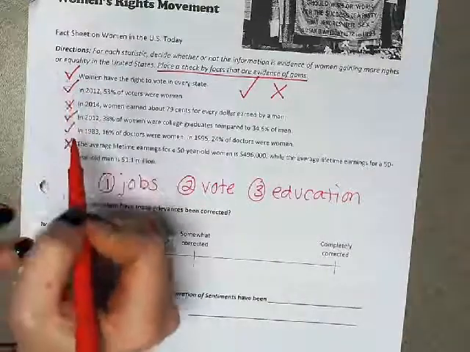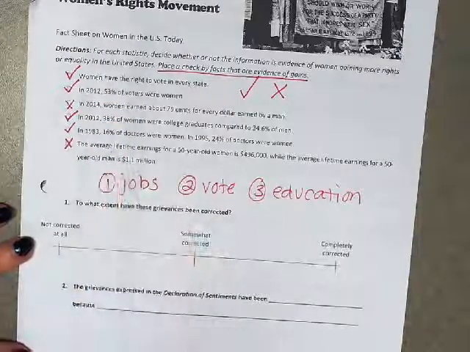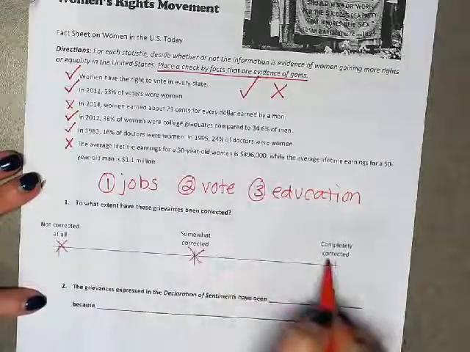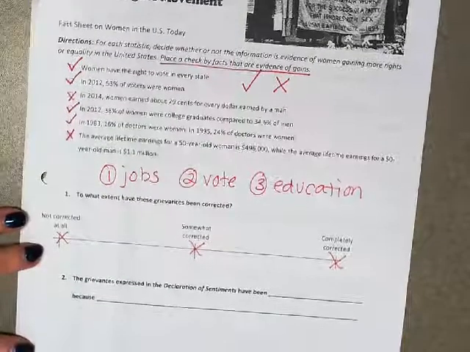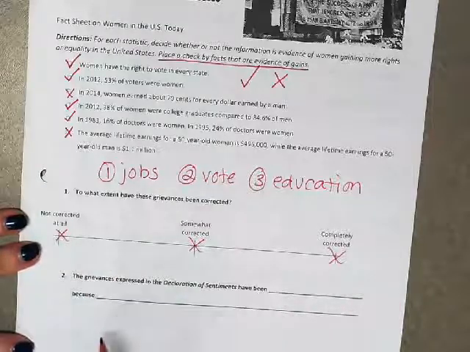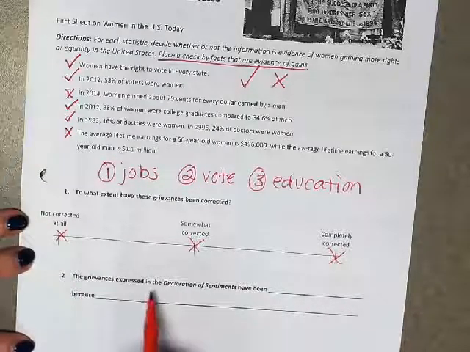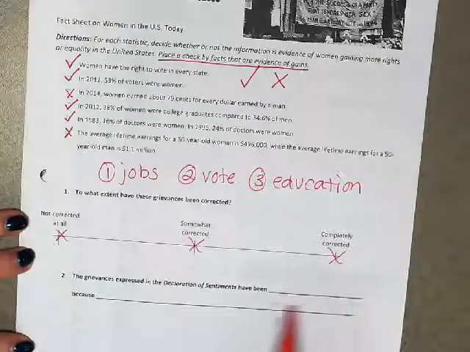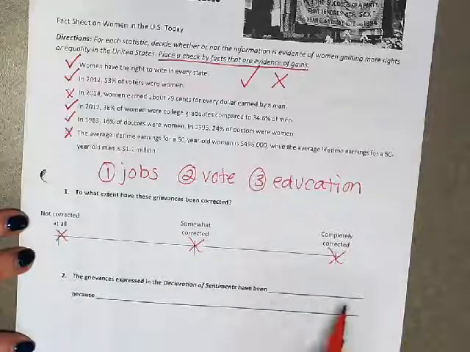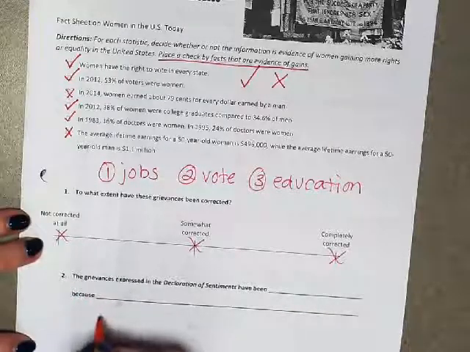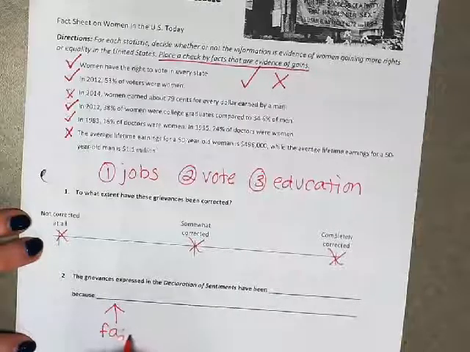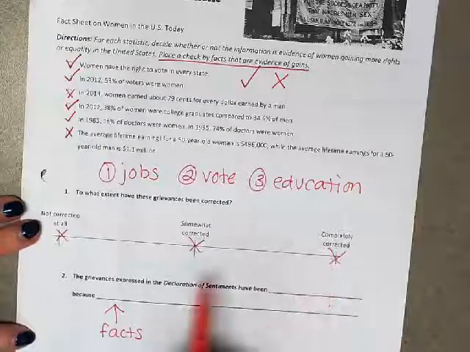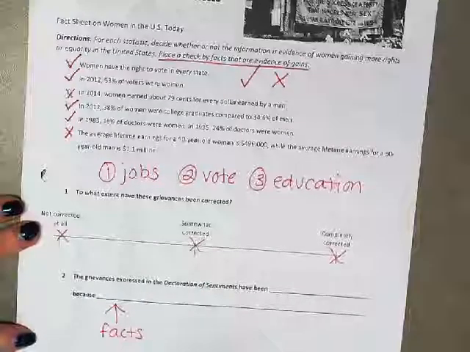And so were these addressed? You'll know that because you have the facts right here. So you're going to draw an opinion: not corrected at all, somewhat corrected, or completely corrected. You're going to pick one of those, put in one X, and then complete number 2. The grievances expressed in the Declaration of Sentiments have been blank. So either not corrected at all, somewhat corrected, or completely corrected, because right here, this should be facts. Look at your notes. You don't have to make anything up. You've been given the information. So you have an opinion and back it up with facts. Do that now.